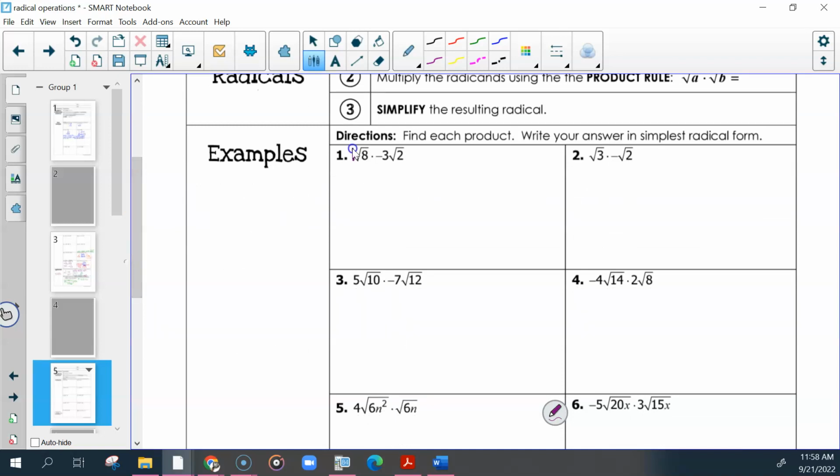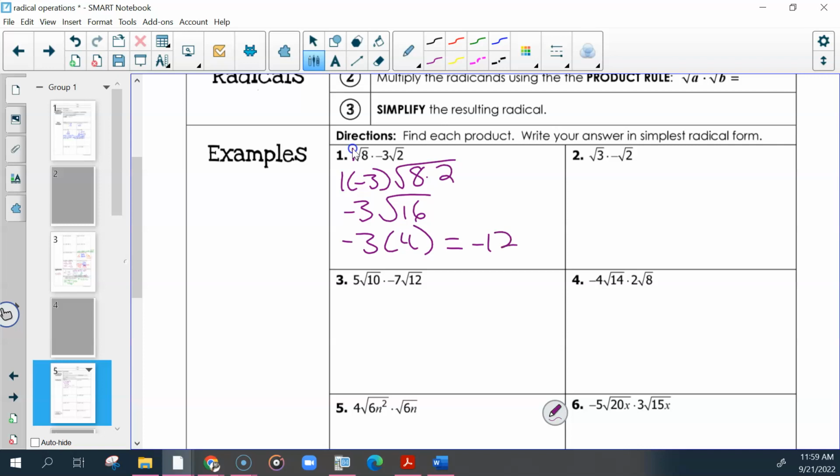So for number 1, there's 1 here, so it'd be multiplying 1 and negative 3. And then we'd be multiplying the inside pieces together, everything that's inside the radical, but I'm going to put them both inside one radical. And then multiply and see if we can simplify. So this would become negative 3 times the square root of 16. Can we simplify the square root of 16? Yes, to what? 4. And then we would just simplify that.